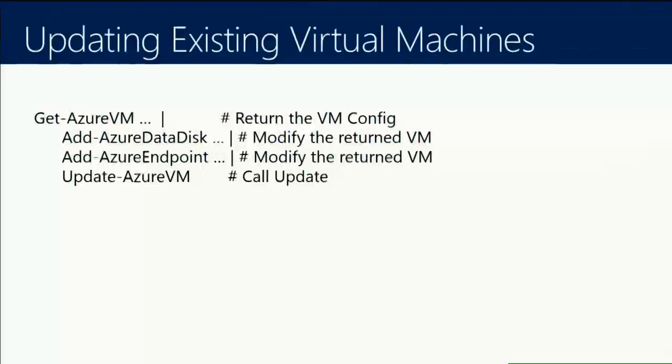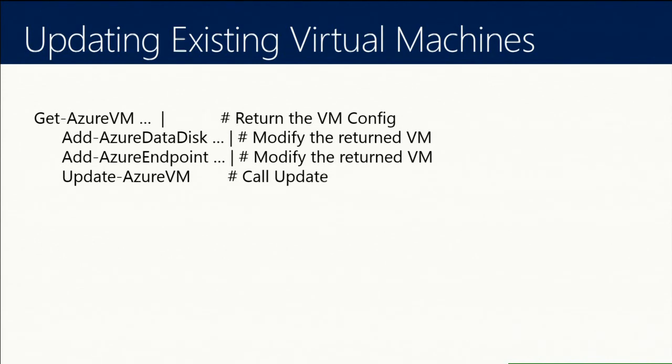You saw how to create a virtual machine, add data disk, add endpoints, but how do you add data disks and endpoints to one that's already running, or many that are already running? Again, whenever you're working with PowerShell on virtual machines, you're not working directly with a VM, you're working with a config. The intent is you either create the config and post it to Windows Azure, or you retrieve an existing configuration, modify it, and then post it back to Windows Azure.